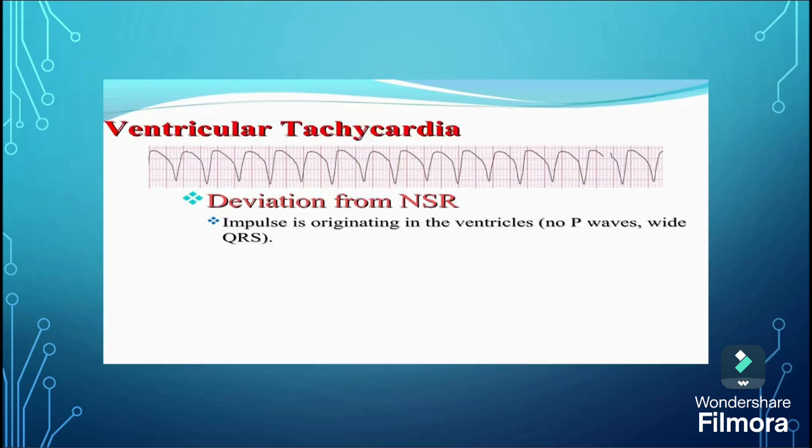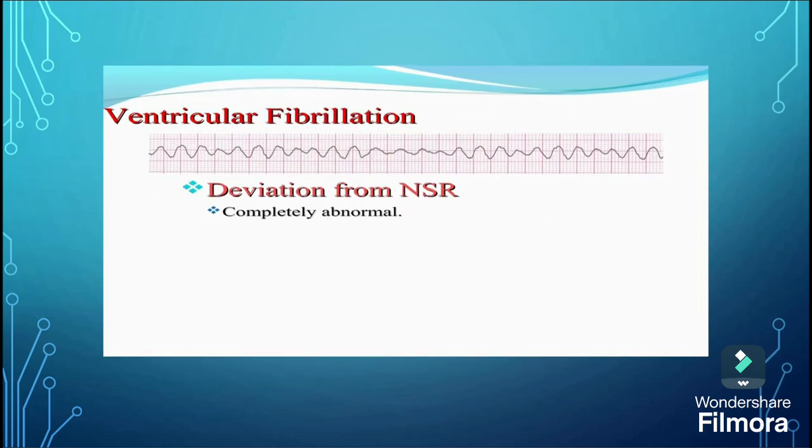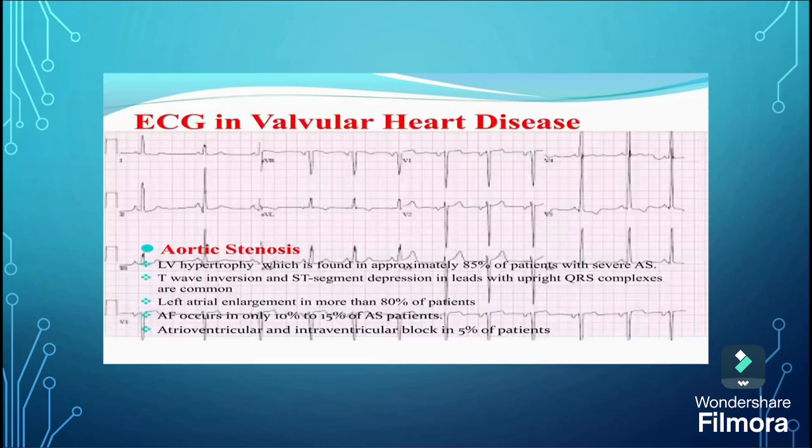Ventricular tachycardia, impulse is originating in the ventricle, so no P wave. So here the ventricular tachycardia, wide QRS complex you can see here. So VTAC, that is ventricular tachycardia. Ventricular fibrillation, completely abnormal. In VTAC, wide QRS.